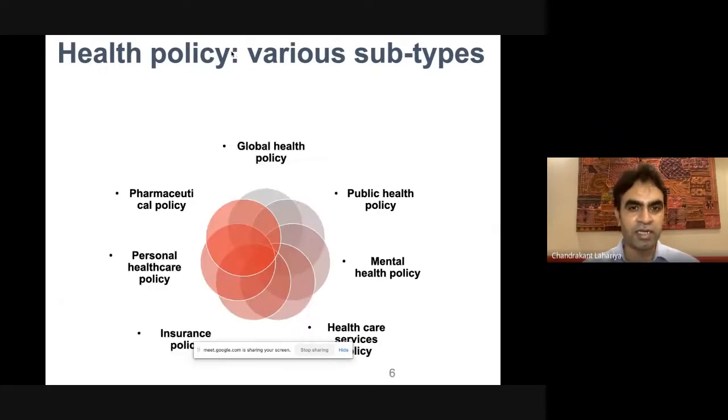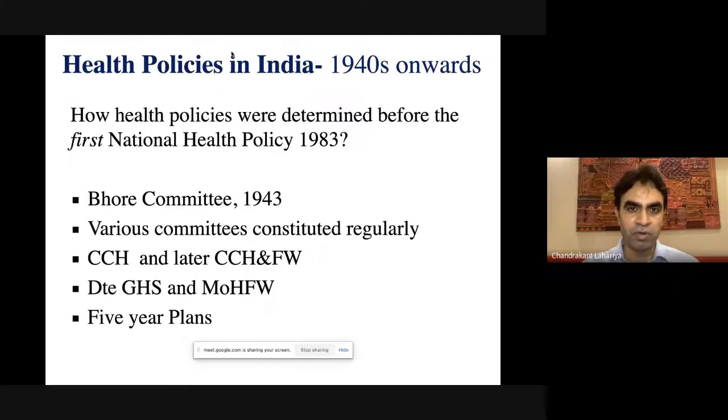The next slide shows exactly that. Health policy can also be looked at from another approach, global policy, which relates to international health aspects, or when an international organization works, that's a global health policy. But public health policy is focused on public interventions, preventive and promotive healthcare services. Mental health care policy could be there, insurance policy, personal healthcare policy, pharmaceutical policy, healthcare service policy. So it can be broken into many sub-pieces, but all of them put together are health policy for a nation.